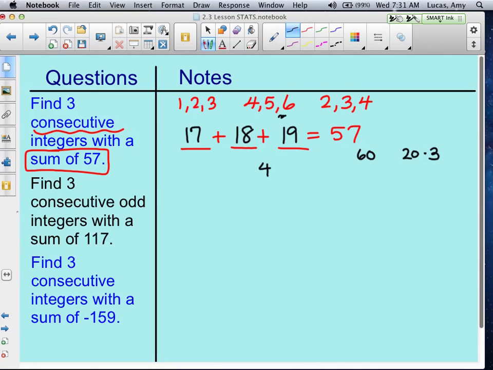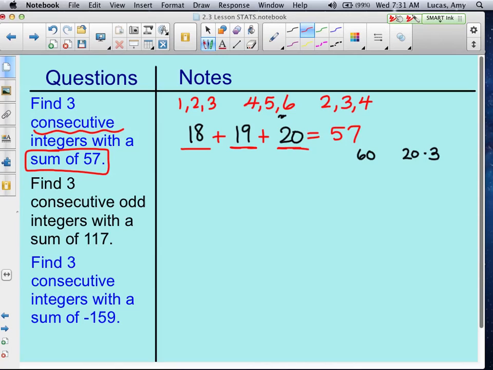so 9 plus 8 is 17, plus 7 is 24, carry the 2, 3, 4. So I'm very close. I'm only off by 3, which means each of my numbers needs to be one higher. So instead of 17, 18, 19, I need 18, 19, 20. So those 3 numbers are consecutive. They're integers. These integers are positive or negative numbers like you see on a number line.